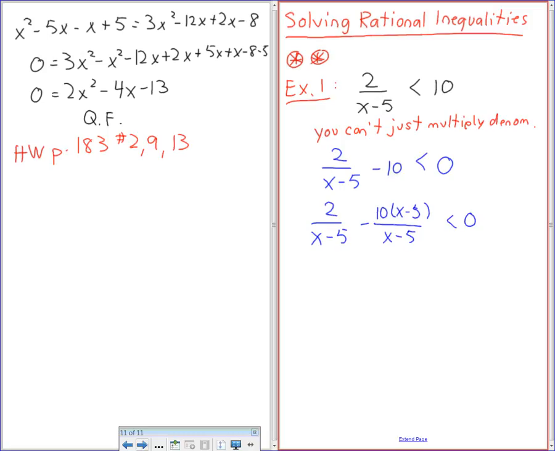So you see what I did there, right? I should probably put it in here somewhere: x cannot equal 5, because we're going to need that in a second. Can you please simplify the numerator? What's negative 10 times x minus 5, please?